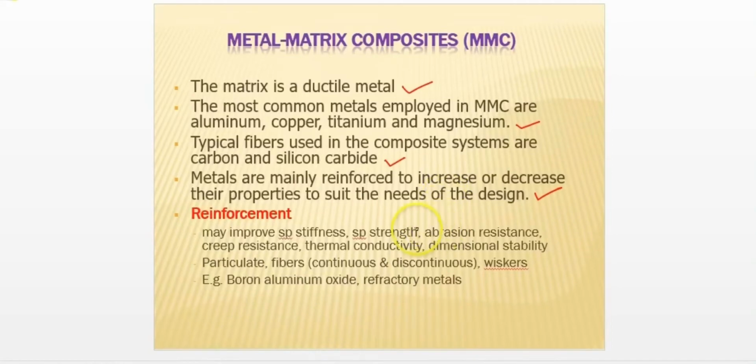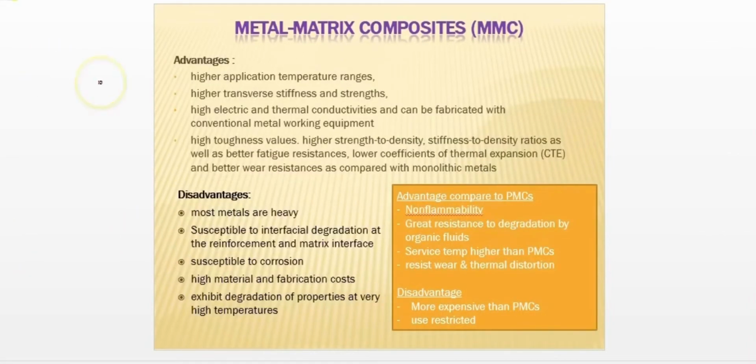So we can increase or decrease its properties, in terms of maybe strength or brittleness. This is just an example. So on metal matrix composite, if you look at the advantages and disadvantages, the pros and cons: higher application temperature range, higher transfer stiffness, higher electrical and thermal conductivities, higher toughness values. So this is a little bit of the advantages of the metal matrix composite.